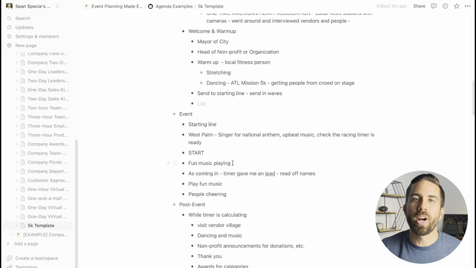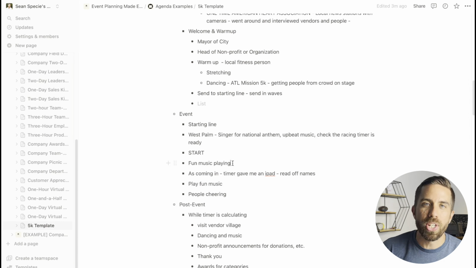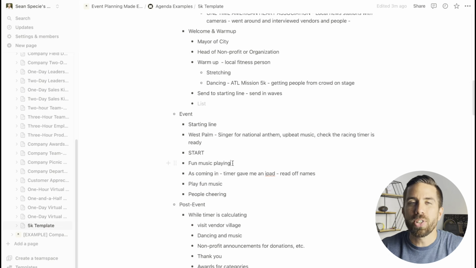And then after the start of the race, you need to think about your volunteers, your staff, and anybody that's there to cheer on someone who's in the race. What are they doing? What do they see? What are they hearing? So you can still keep on that fun music. And you're going to play it for a couple of minutes, because with a 5K, it's going to be 12 to 15 minutes before you have the runners start coming back.